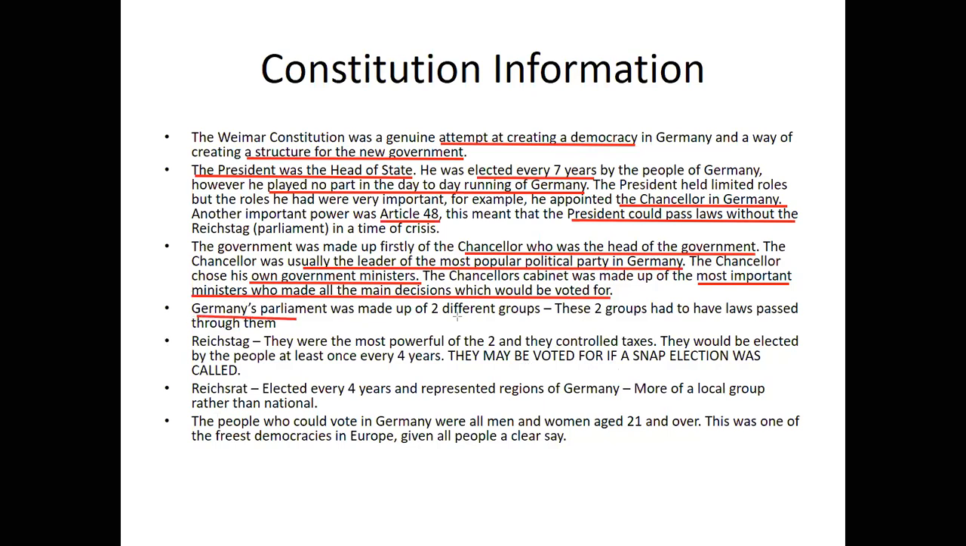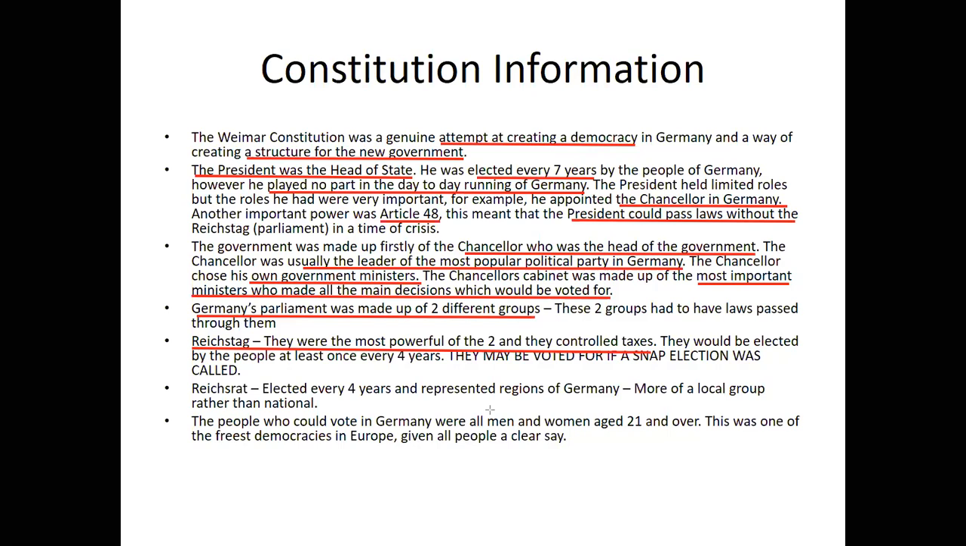Now, the parliament was made up of two groups. Okay, these two groups had to have laws passed through them. So you had the main group, which was the Reichstag. They were the most powerful of the two and they controlled taxes. Now, the Reichstag were voted by the people every 4 years. So basically, the Reichstag are MPs.